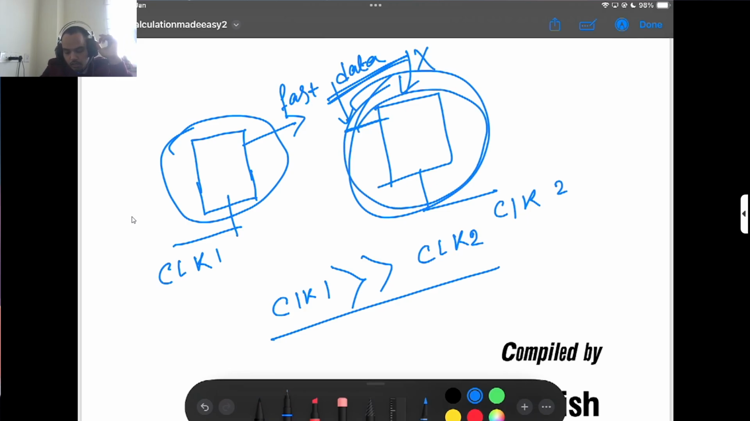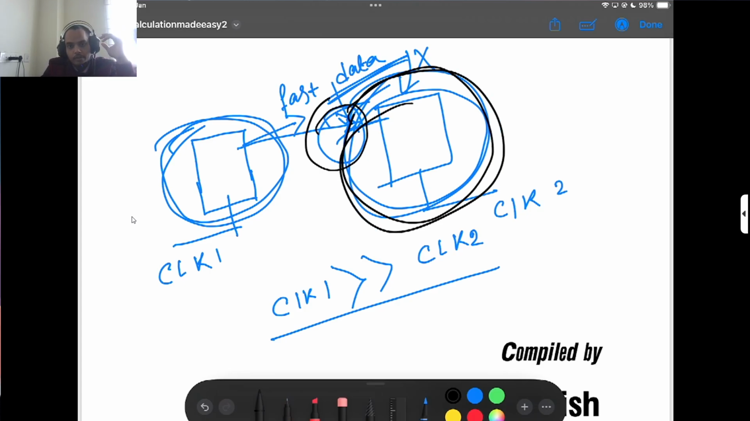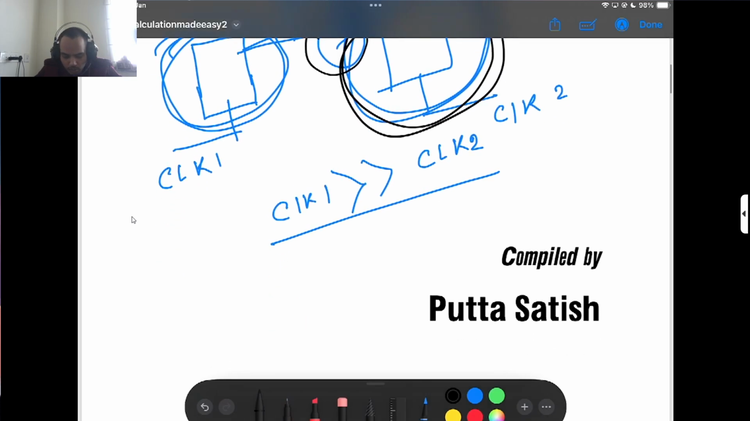This block can't receive whatever data is output by the other block. It can't receive the data at the same rate, so some data mismatch will happen here. For that reason we use a FIFO. FIFO is what? First in, first out. F for first, in for in, and again first out.